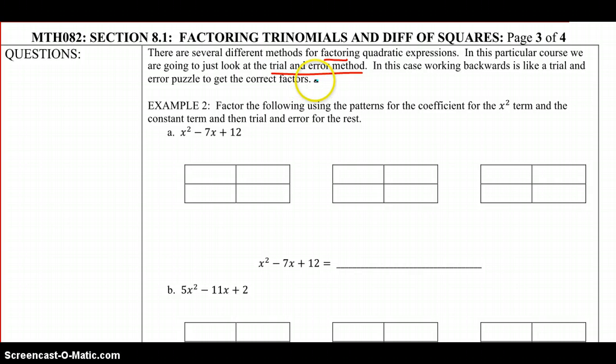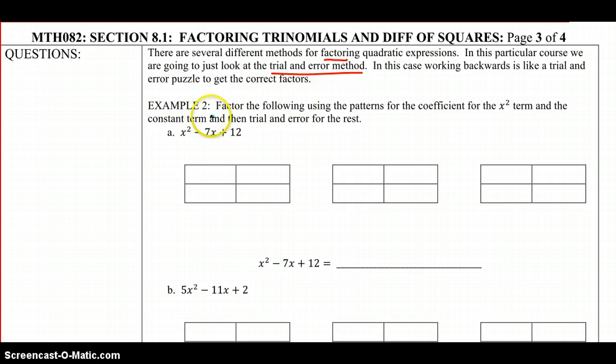In this particular course, we're going to look at a lot of things with data, and when we look at the quadratic expressions we get through data, they don't factor, and so we're not going to be spending a lot of time in this course on factoring. So in this case, working backwards is like a trial and error puzzle to get the correct factors.